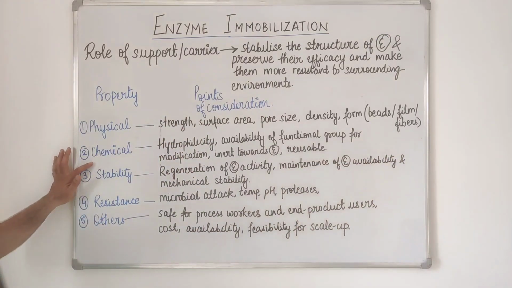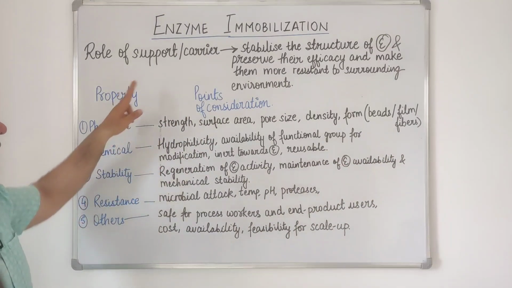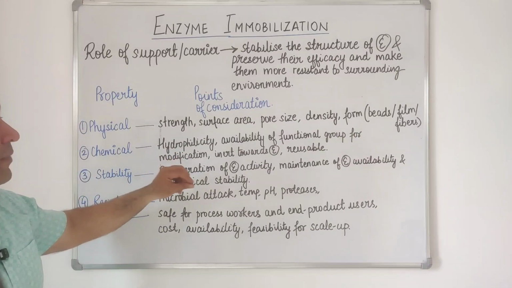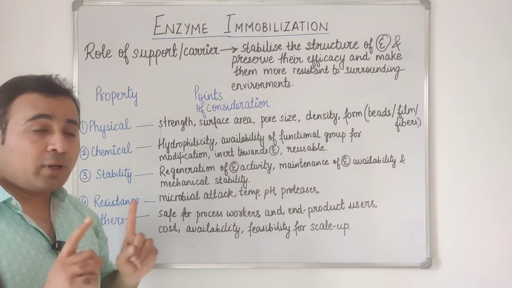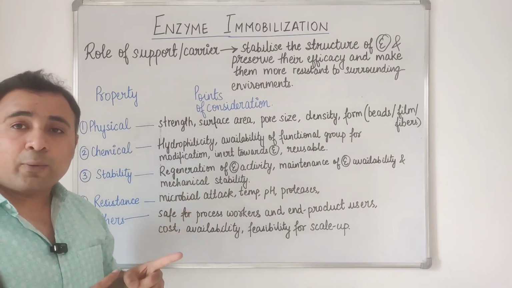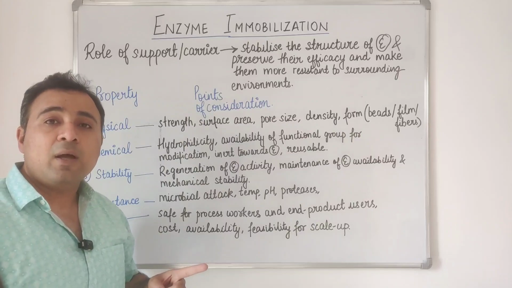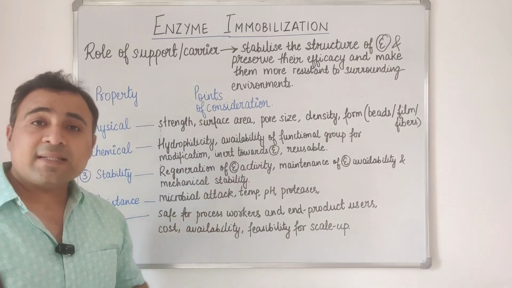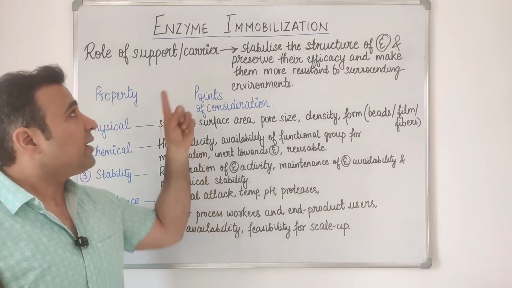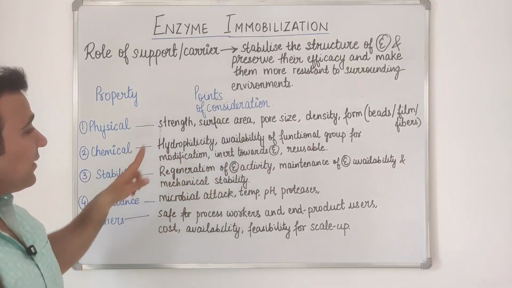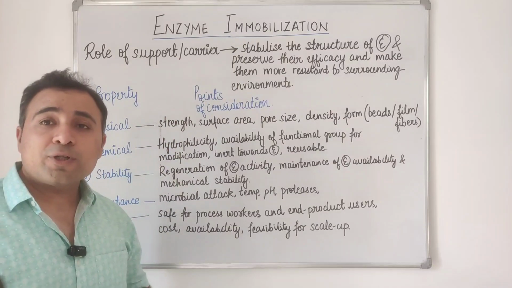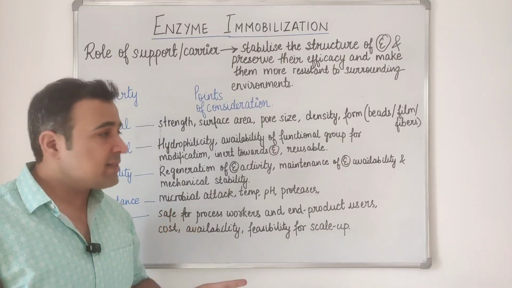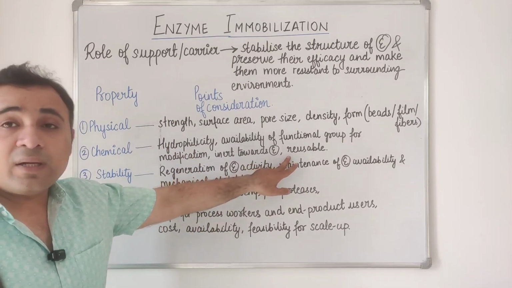Second is the chemical property. What points should we consider? The carrier should be hydrophilic, and it should have functional groups for modification. This particular point we are going to discuss in the next session, where we will discuss the types or methods of enzyme immobilization. Then it should be inert towards the enzyme. The carrier or support should not react with the enzyme. And it should be reusable.